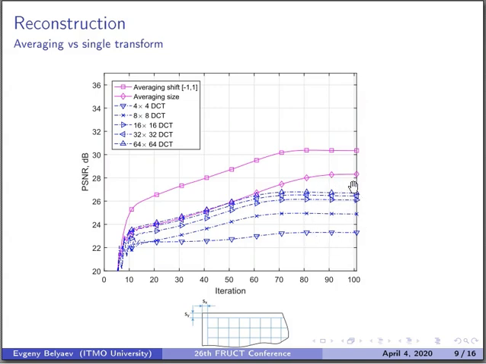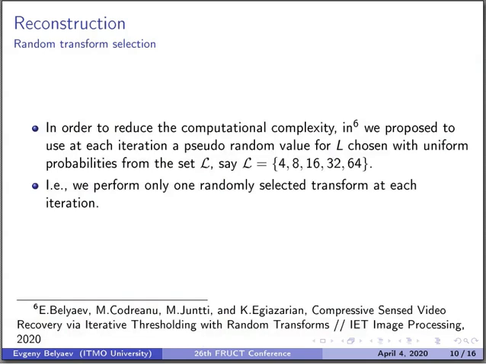In the same way, we could use 8x8 DCT all the time, but we could change the shift of the block grid, for example by vector -1,-1, or 1 by 1, and so on. In this case, we can see that this approach provides even higher performance than just averaging of the different transforms.